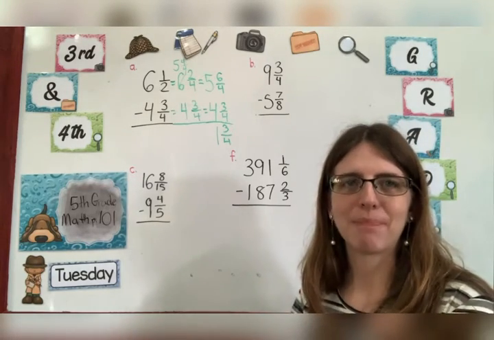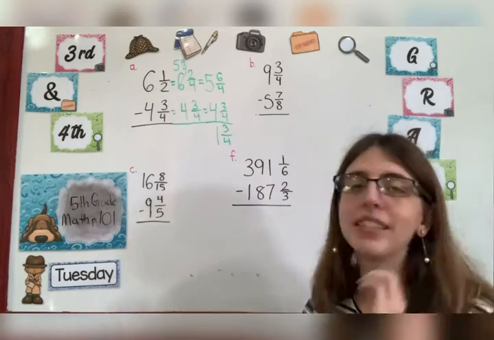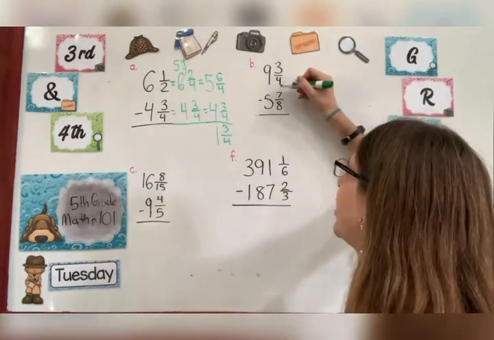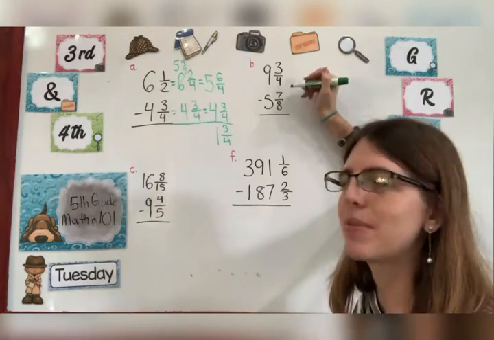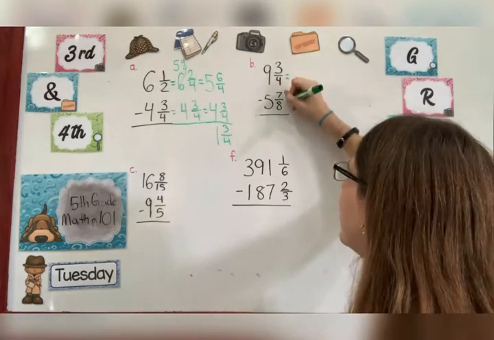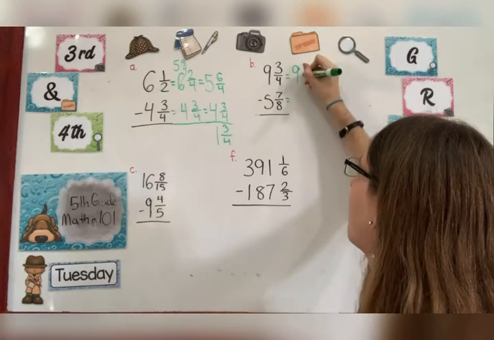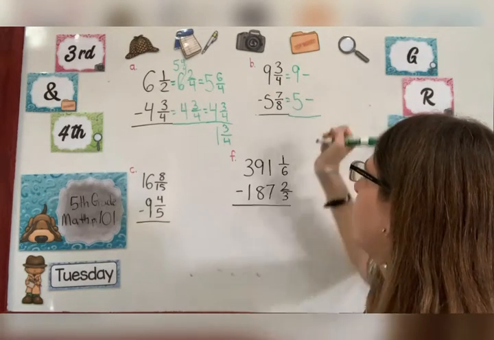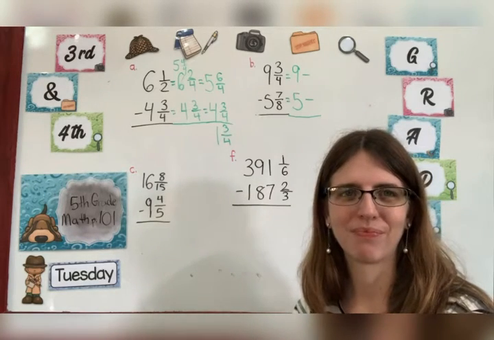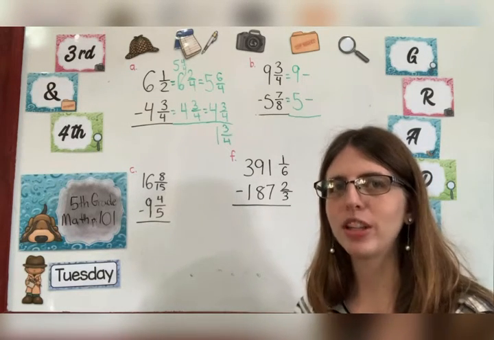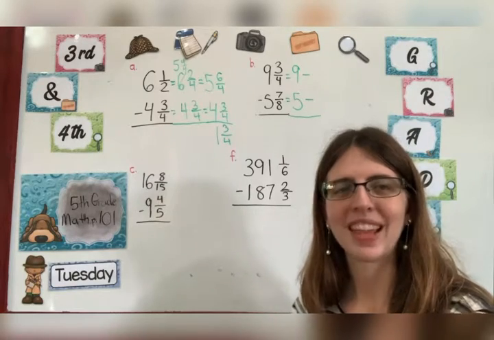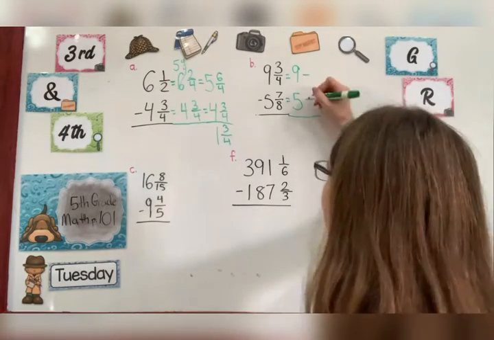All right, let's look at letter B. 9 and 3/4 minus 5 and 7/8. First things first, I need to change my fractions so they have a common denominator. What would be the least common denominator for 4 and 8? What's their least common multiple? Well, the first multiple of 8 is 8. Is 8 a multiple of 4? Yes, it is. So that's the one.